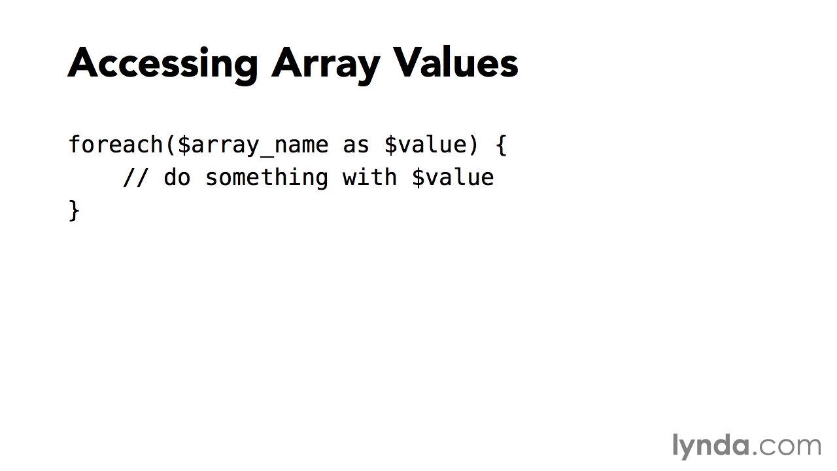Inside the parentheses, you add the name of the array you want to loop through, followed by the as keyword, and then a temporary variable or alias that stores the value of the current array element each time the loop runs. So let's see that in practice.